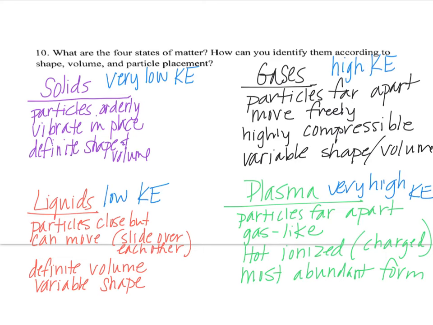Gases have a high kinetic energy. Their particles are far apart. They move freely. They are highly compressible, meaning I can push them together, and they have a variable shape and a variable volume. And then lastly, the fourth state of matter is plasma, which has a very high kinetic energy. Remember, the particles are colliding with enough energy that they break apart into ionized particles or charged particles, and they are in fact the most abundant form of matter.